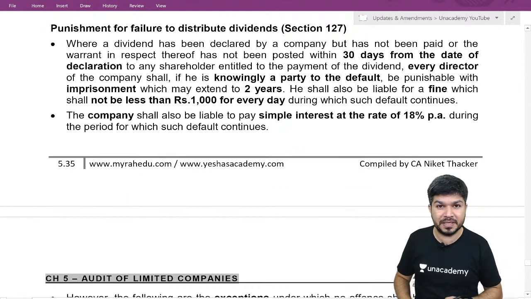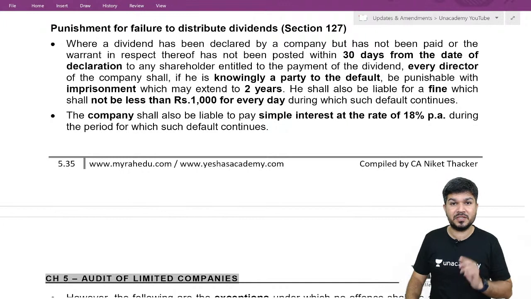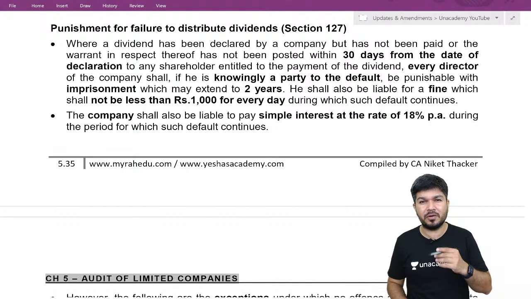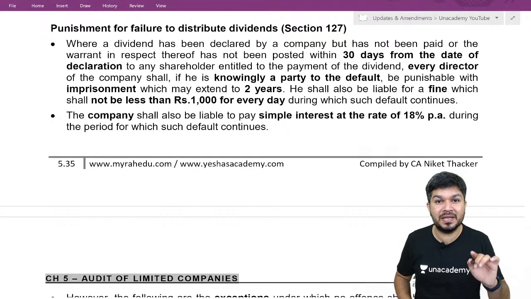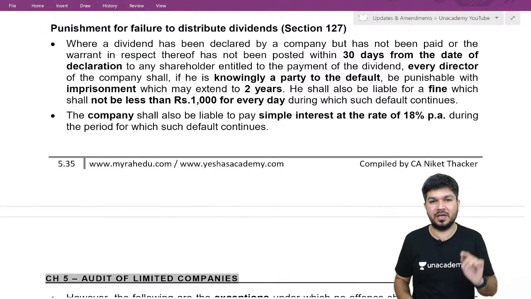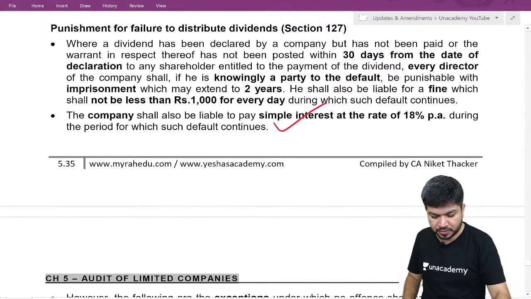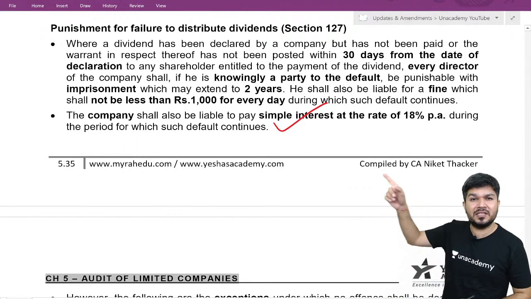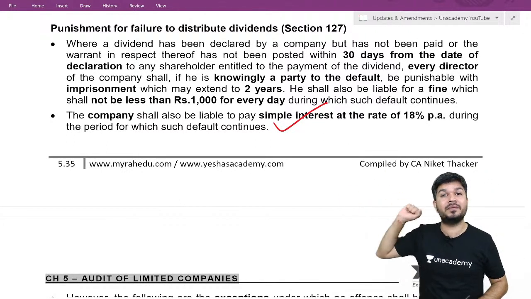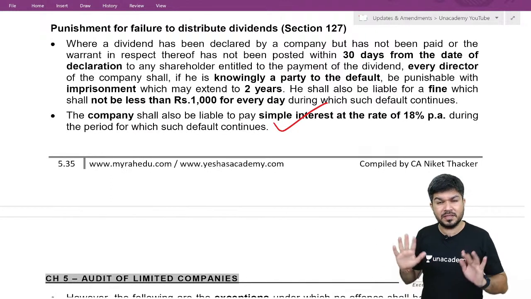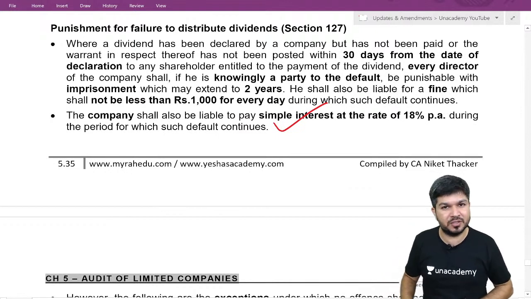Next, if company doesn't pay dividend within 30 days due to company's fault, you are paying late. If you pay late, you have to give 18% simple interest to the shareholder. If I transfer late to unpaid dividend account, I have to transfer it with 12% interest. That was the unpaid dividend account. This is if I pay dividend late to shareholder, my fault, 18% interest I need to pay to them.